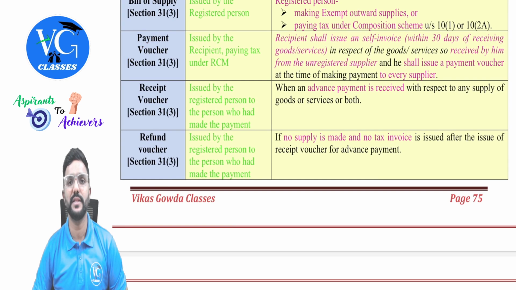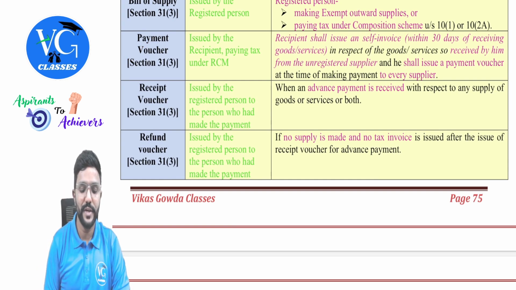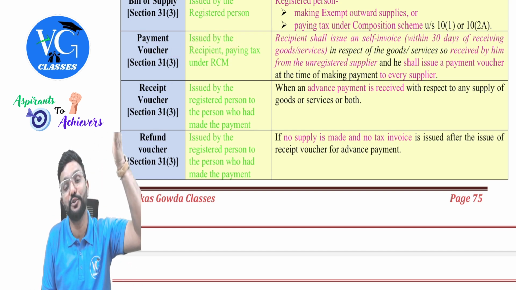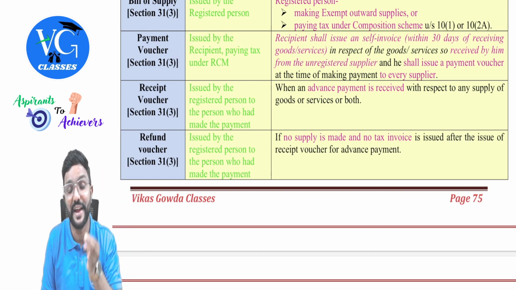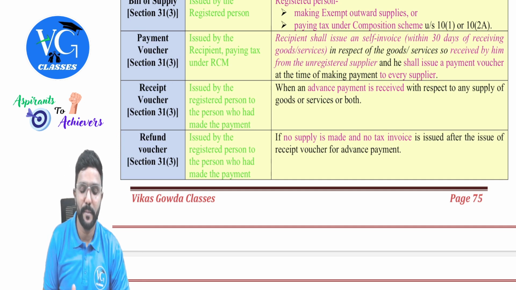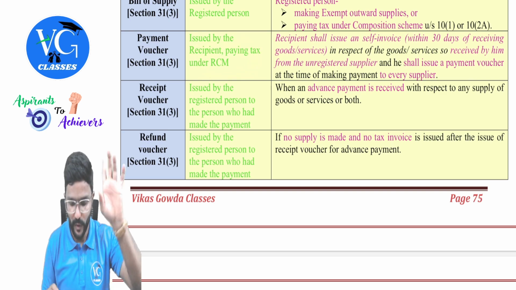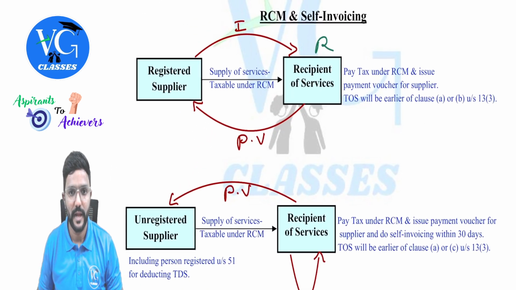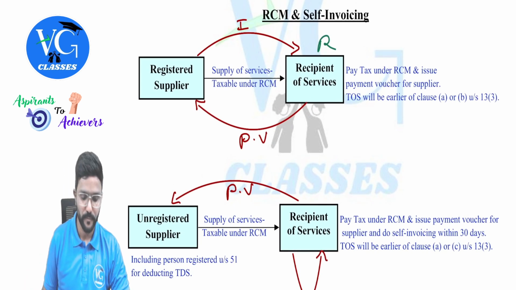Section 31 subsection 3 talks about payment voucher. Issued by whom? Recipient, not supplier. Recipient. All other documents are issued by the supplier to the recipient, but this is issued by the recipient. Okay, paying tax under RCM. First let me explain, guys. Pay attention, this is important. It has connection to other topics also.